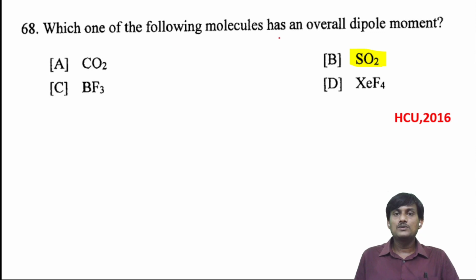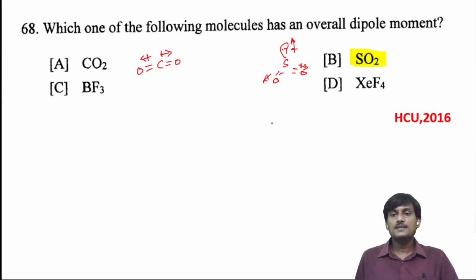Which of the following molecules has an overall dipole moment? Carbon dioxide is linear, so there is a cancellation of bond dipole moments. And SO2 is bent. It has one lone pair of electrons. So this side is a bond dipole moment and this is a bond dipole moment. It has some net dipole moment.